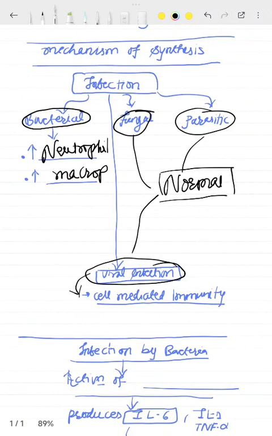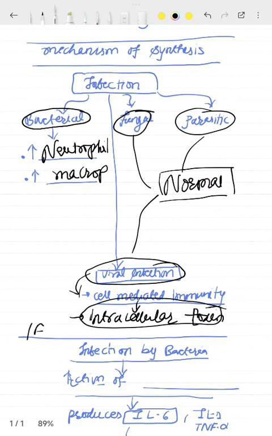Why is CRP not increased in viral infection? Because in viral infection there is intracellular toxin. This intracellular toxin increases interferon gamma and interferon alpha, and in this condition they activate cell mediated immunity.